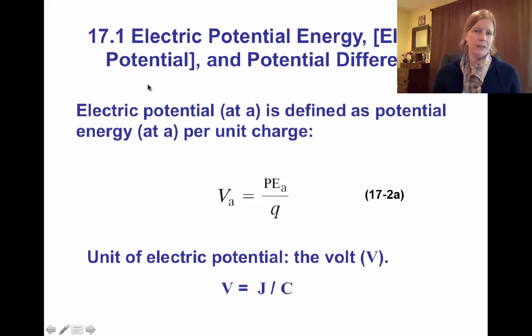Electric potential, say at a position A, is defined as the potential energy per unit charge. You can compare that to electric field, which is the force per unit charge. The potential, or the voltage, is the potential energy per charge. The unit of electric potential is the volt, and one way of defining volt is a joule per coulomb, which falls right out of this equation. Units of energy are joules, and units of charge are coulomb, so the unit of volt is a joule per coulomb.